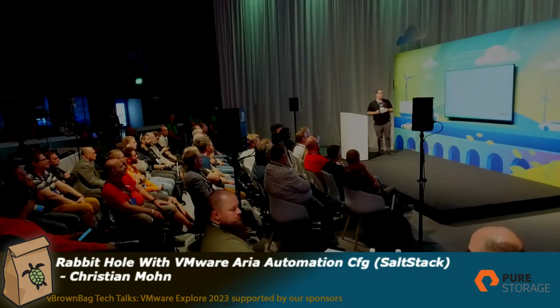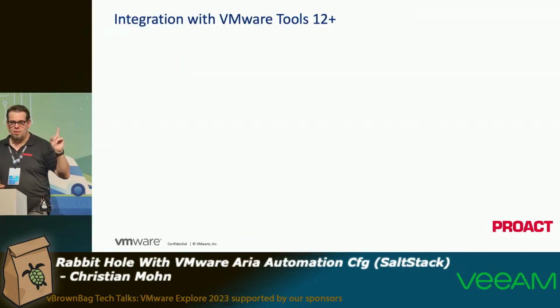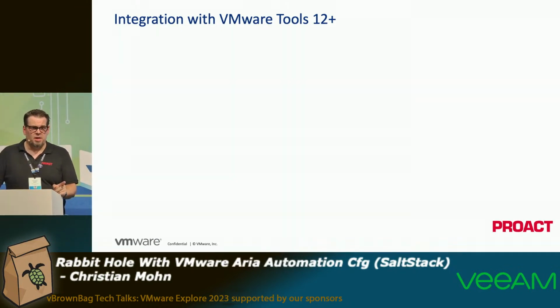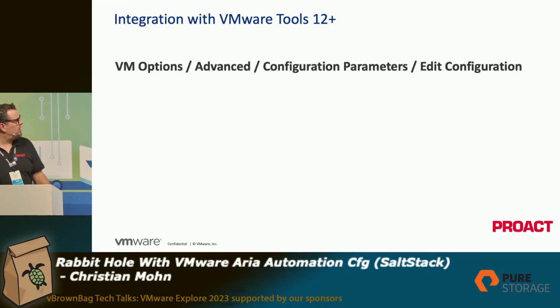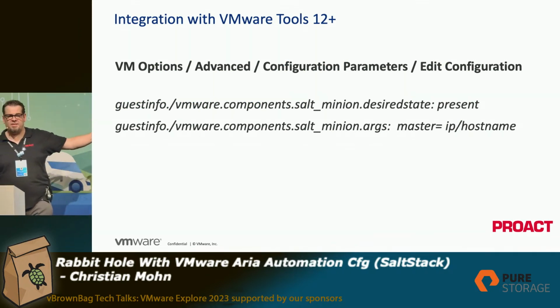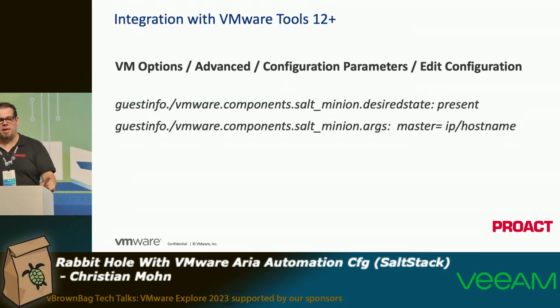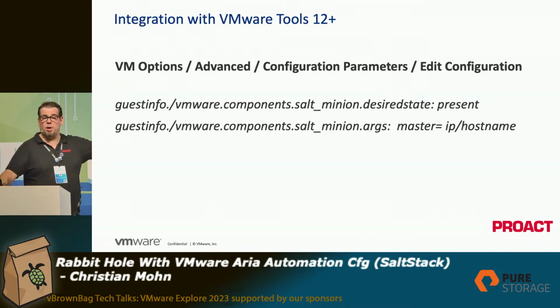One fun thing VMware has done is that in VMware Tools 12 or newer, you actually have the Salt minion included, which was kind of surprising. I didn't know that. If you set these two advanced config parameters for a given VM in vCenter, VMware Tools will pick that up and enable the Salt minion. By default, if you just do a VMware Tools install, next, continue, the minion is installed but not enabled. If you do this, you enable it from the vCenter.